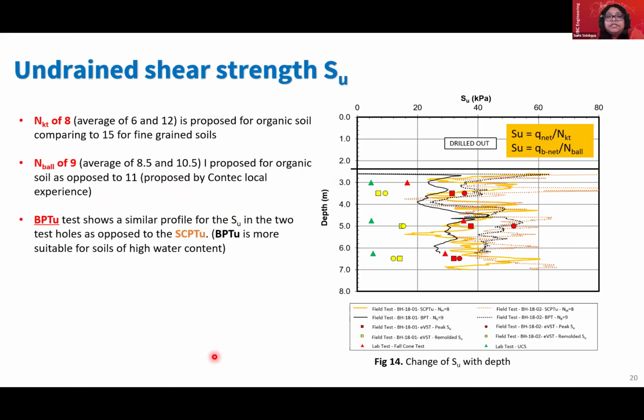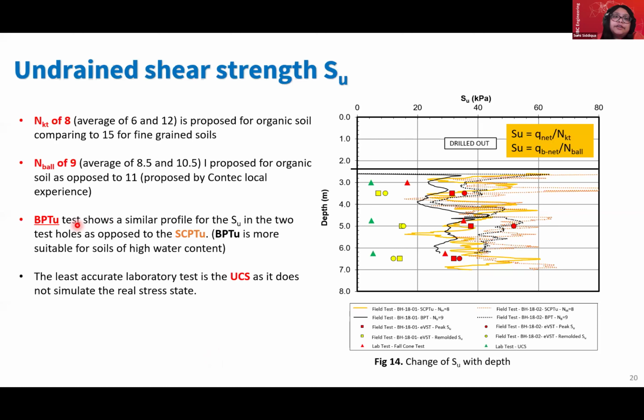The ball penetrometer test shows a similar profile of undrained shear strength in 2 test holes as opposed to the seismic cone penetration test. The ball penetrometer is more suitable for soil with higher water content.